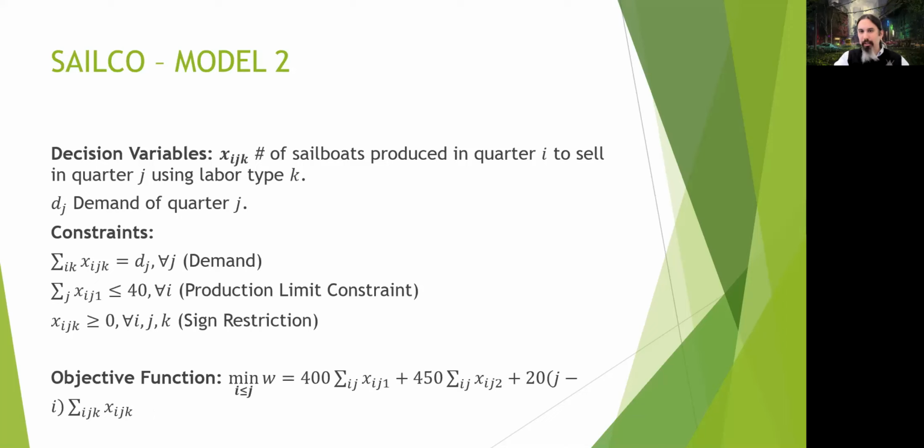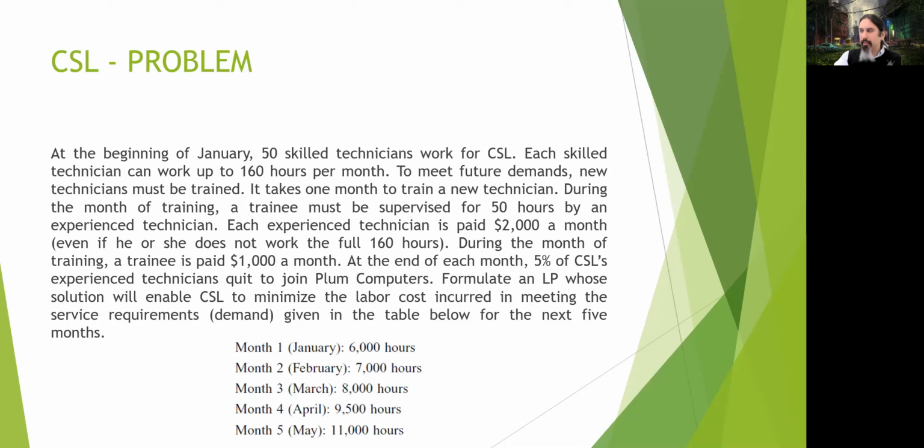All right? Now, let's take a look at another problem. This one is a bit, again, different, but it's not that hard. Not as hard as the sailboat second model, at least I would say, but we'll see. At the beginning of January, 50 skilled technicians work for CSL. There's a company called CSL, and it has 50 technicians. Each skilled technician can work up to 160 hours per month.